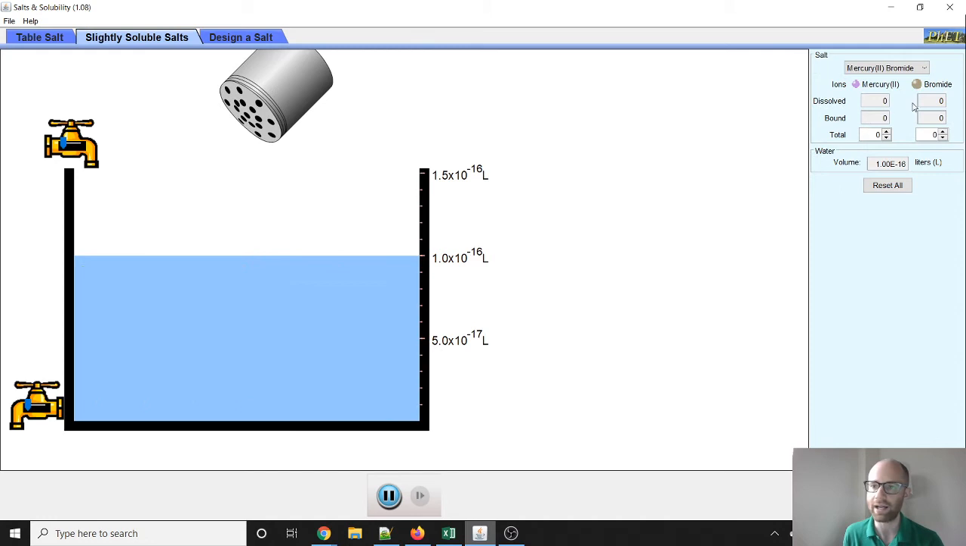So I want to look at a slightly soluble salt so that we can see what it looks like when it reaches the saturation point. I'm picking mercury(II) bromide. You may know from Table F that the halides are insoluble when using the mercury(I) ion, dimercury. It's also true that the mercury(II) ion, though it's less common, is also very low soluble.